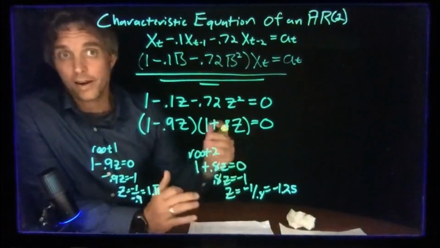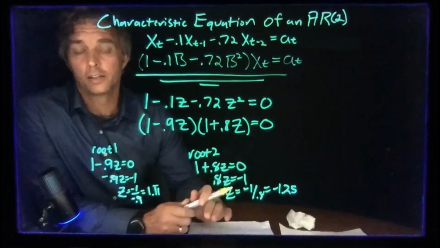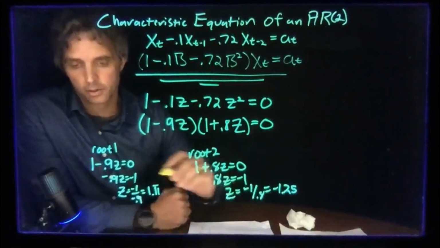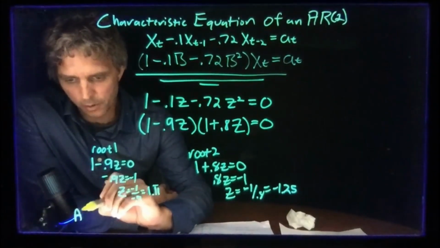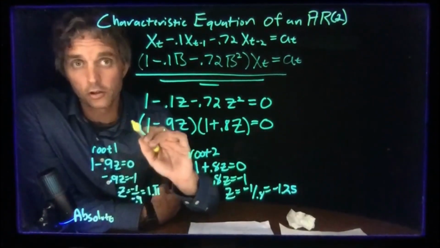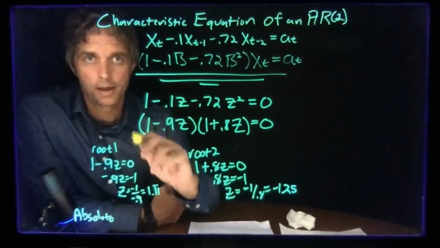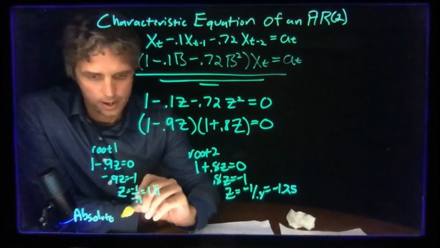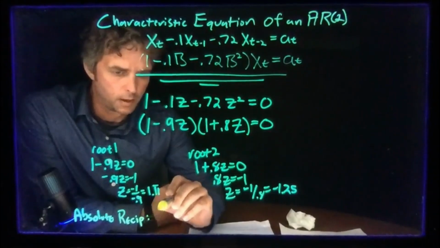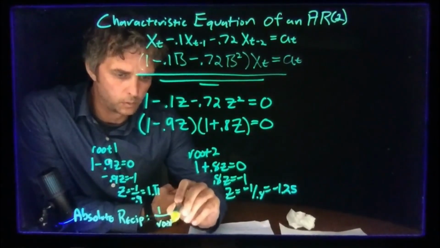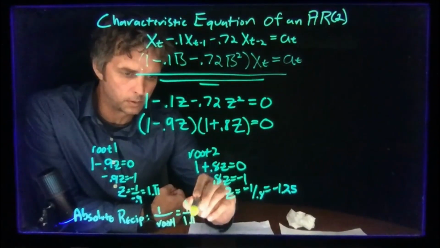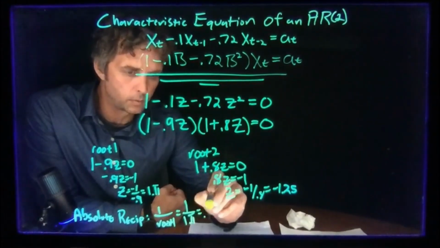But a little more standard way that we can look at it, and one we'll use quite a bit, is through a scaled version of this called the absolute reciprocal. The absolute reciprocal must be between 0 and 1, and the closer it is to 1, the more that behavior will be expressed. So if I do 1 over root 1, the reciprocal of root 1 is 1 over 1.11, just to see what that is. 1 over 1.11 is 0.9.